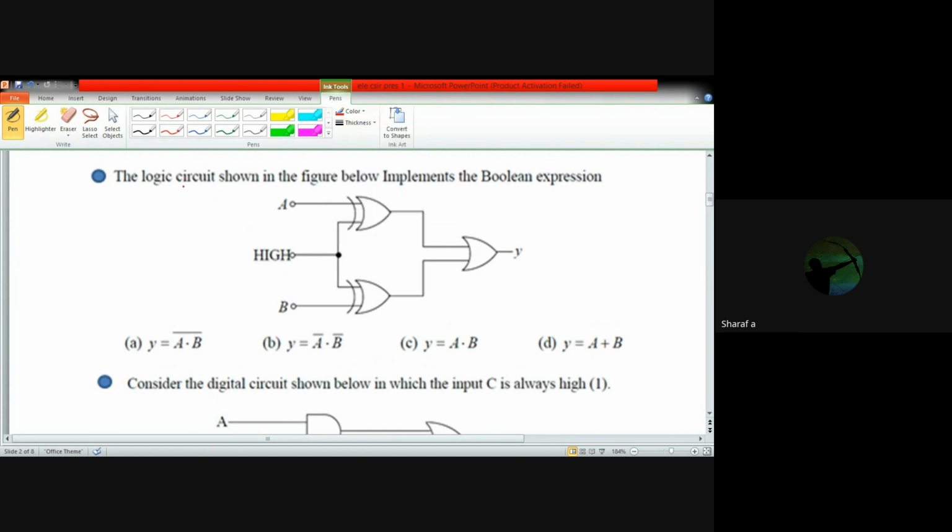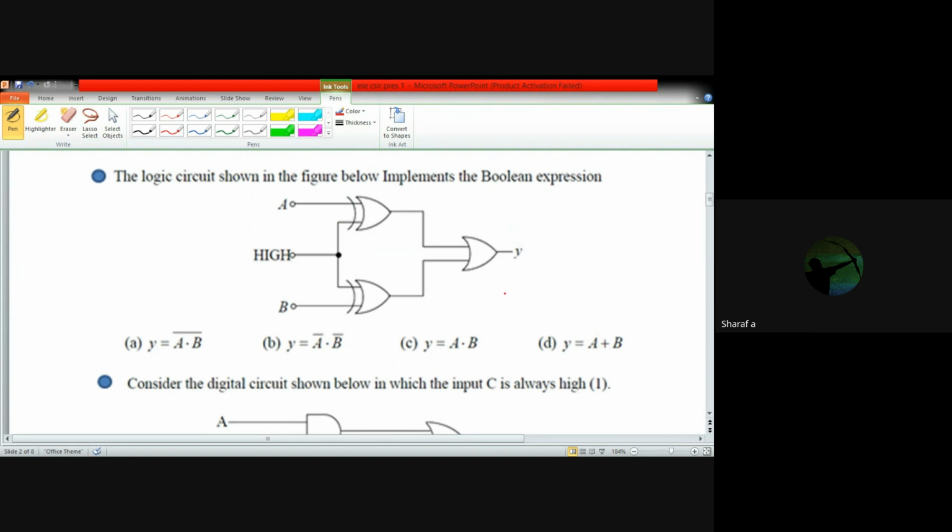In this question, this is a previous year question also. The logic circuit shown in the figure below implements the Boolean expression. So they are asking what is the output expression for this circuit. You have different options: (a dot b) all bar, a bar dot b bar, a dot b, then a plus b.